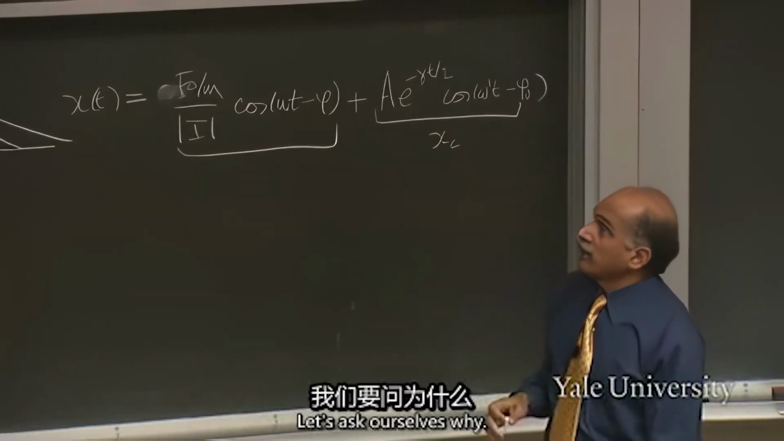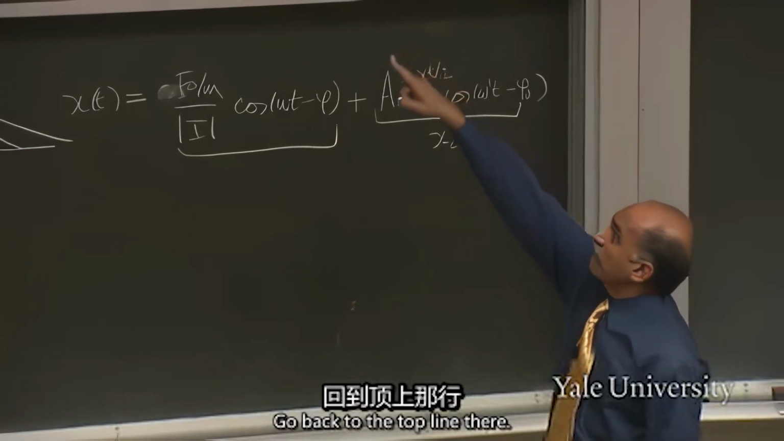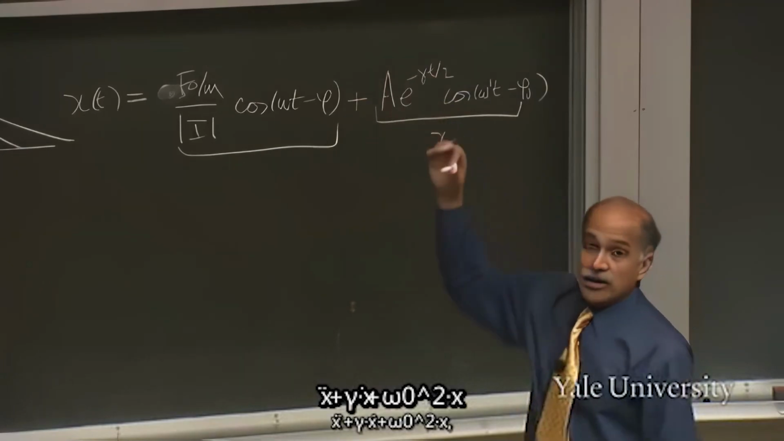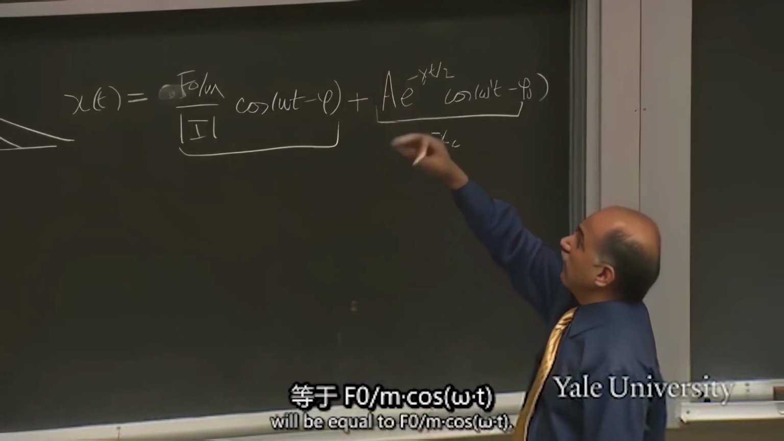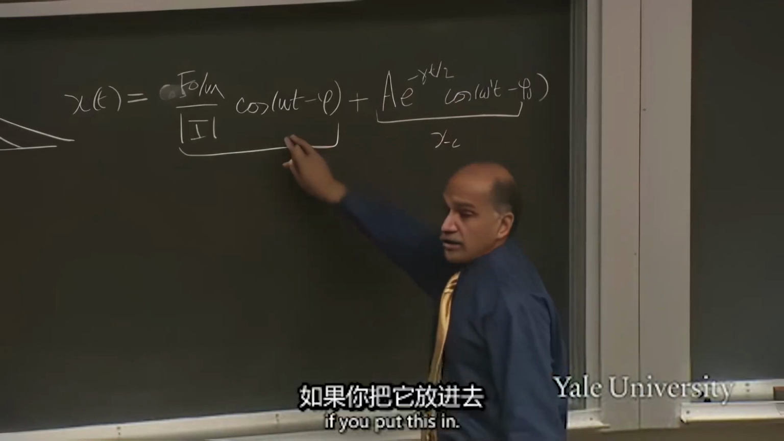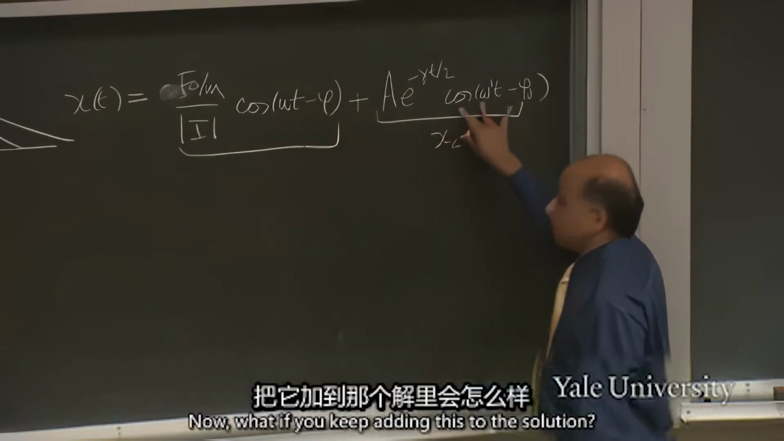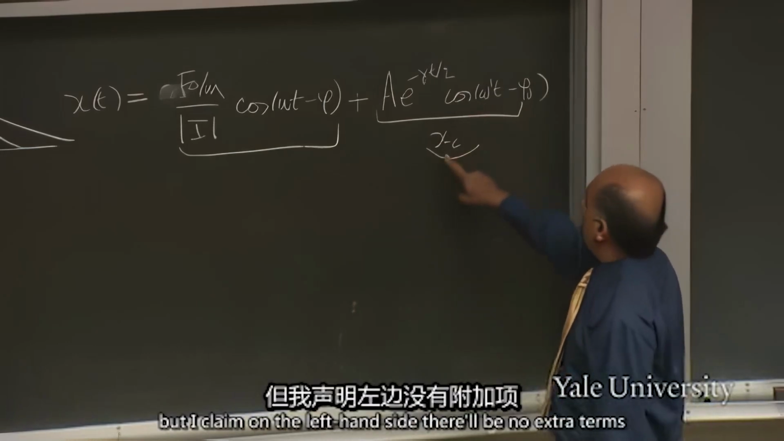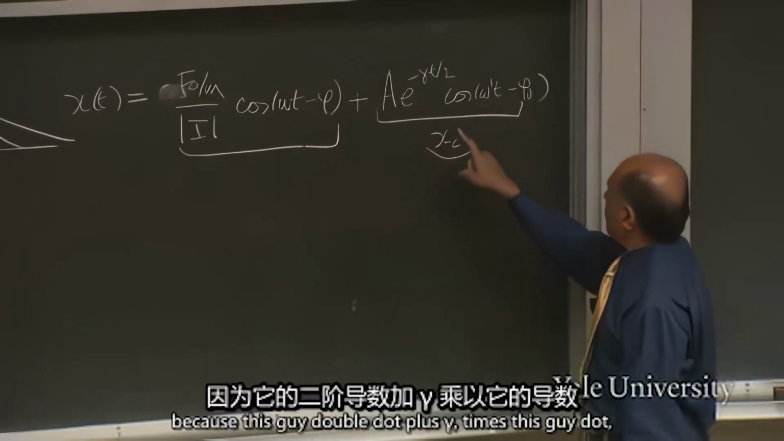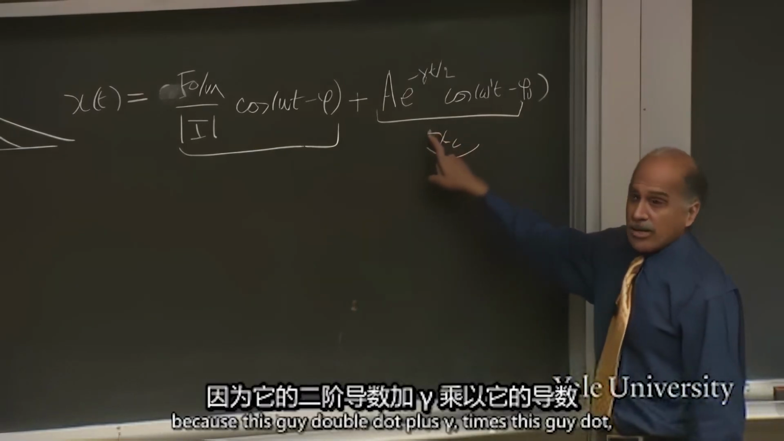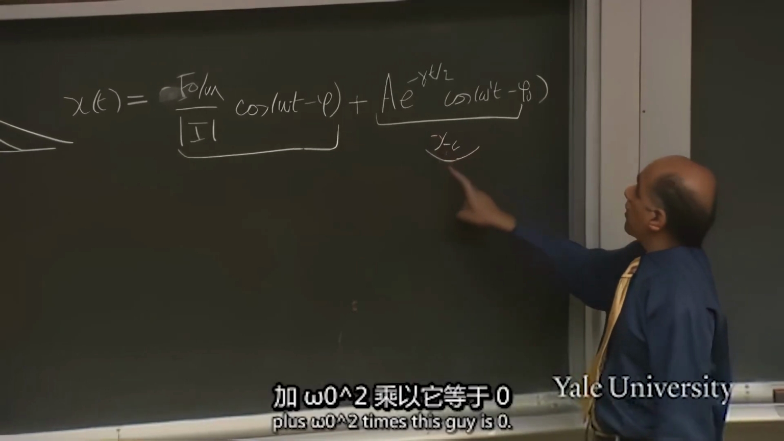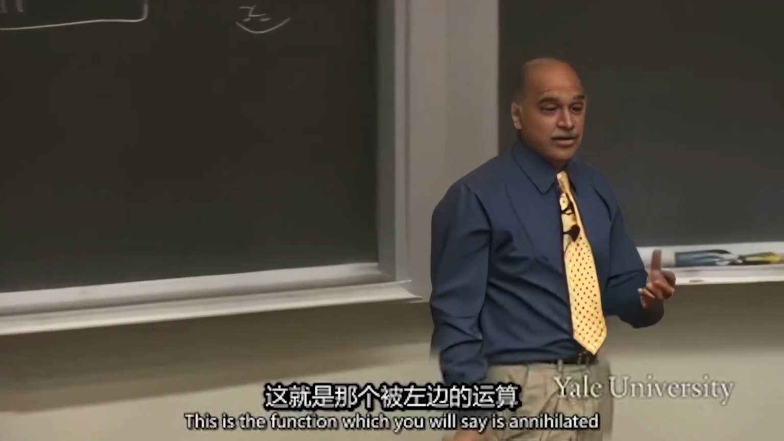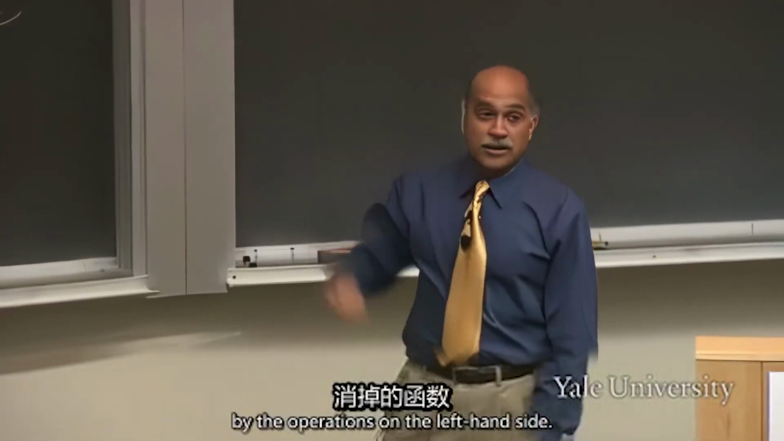Let's ask ourselves why. Go back to the top line there, x double dot plus gamma x dot plus omega naught squared x will be equal to f naught over m cos omega t if you put this in. Now, what if you keep adding this to the solution? Will you mess it up? Imagine adding this to the left-hand side, but I claim on the left-hand side there'll be no extra terms because this guy double dot plus gamma times this guy dot plus omega naught squared times this guy is 0. This is the function which you say is annihilated by the operations on the left-hand side.